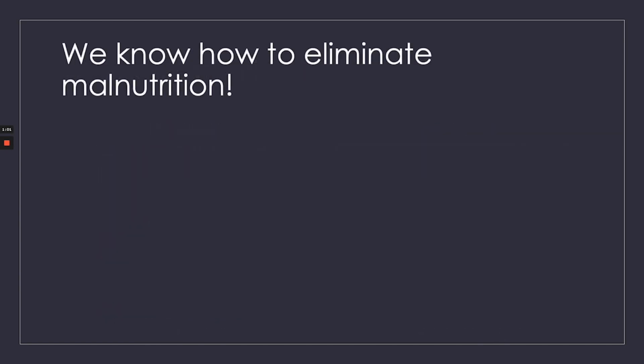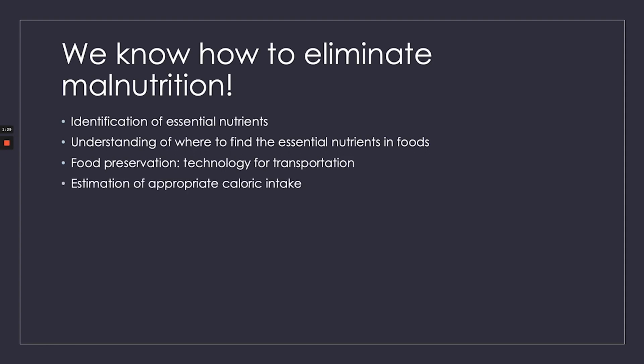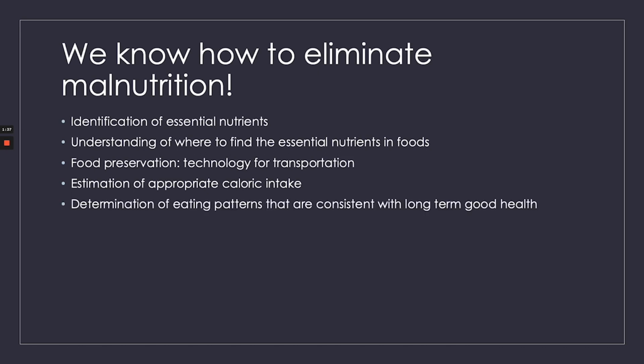So, the thing that's interesting about all of this is that, in great part, the scientific process has helped us to know what we need to do to eliminate malnutrition. We have identified what are considered essential nutrients for a person's diet. We know where to find these essential nutrients in foods. Through food preservation practices like we just discussed last week, we have technology that has enabled us to process healthy foods for transport all around the world. We have a pretty good understanding of the appropriate caloric intake for an individual based on their age and their activity level, etc. And we have determined what types of eating patterns are consistent with good health.